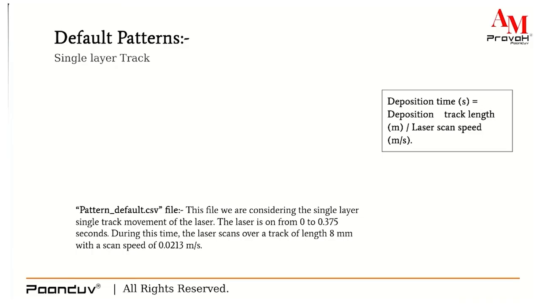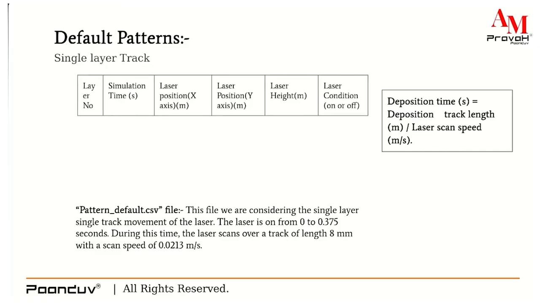That is the speed equal to distance by time, simple formula. You can calculate the deposition time from here. And then with these values, we are going to create our scan pattern. So the scan pattern has these columns.